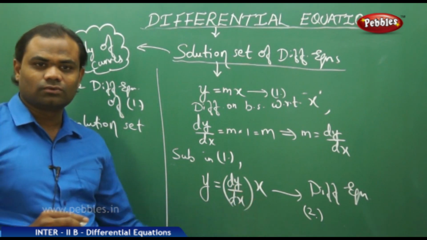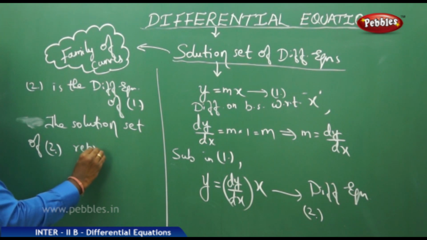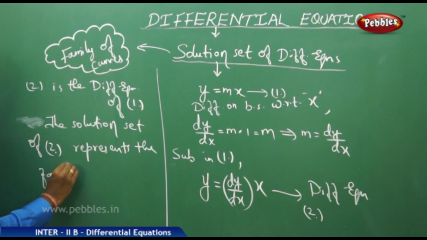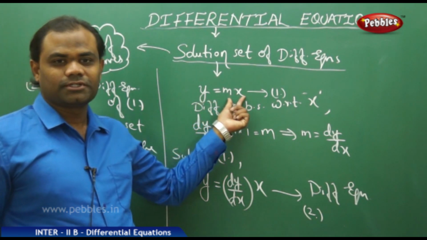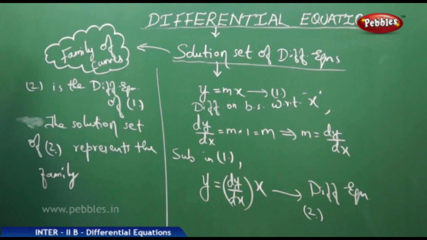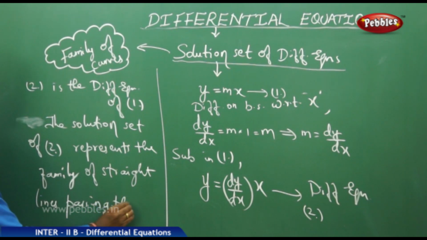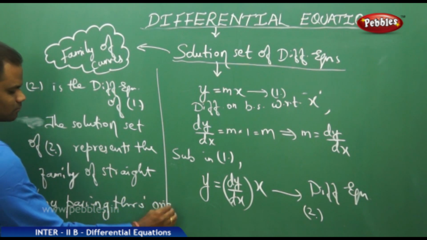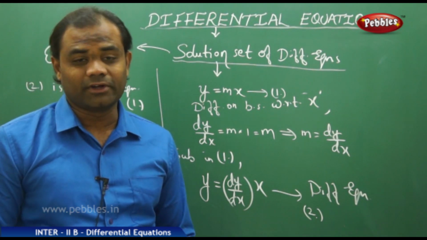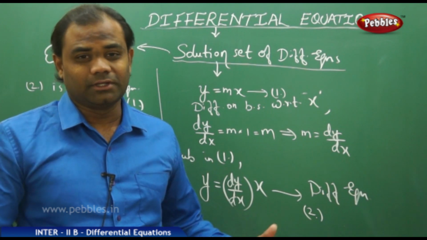of this equation 2 represents the family of straight lines, because the solution set is y equal to mx and it's a straight line passing through origin, represents the family of straight lines passing through origin. This is how we understand the solution set of a differential equation connected with the differential equation itself.